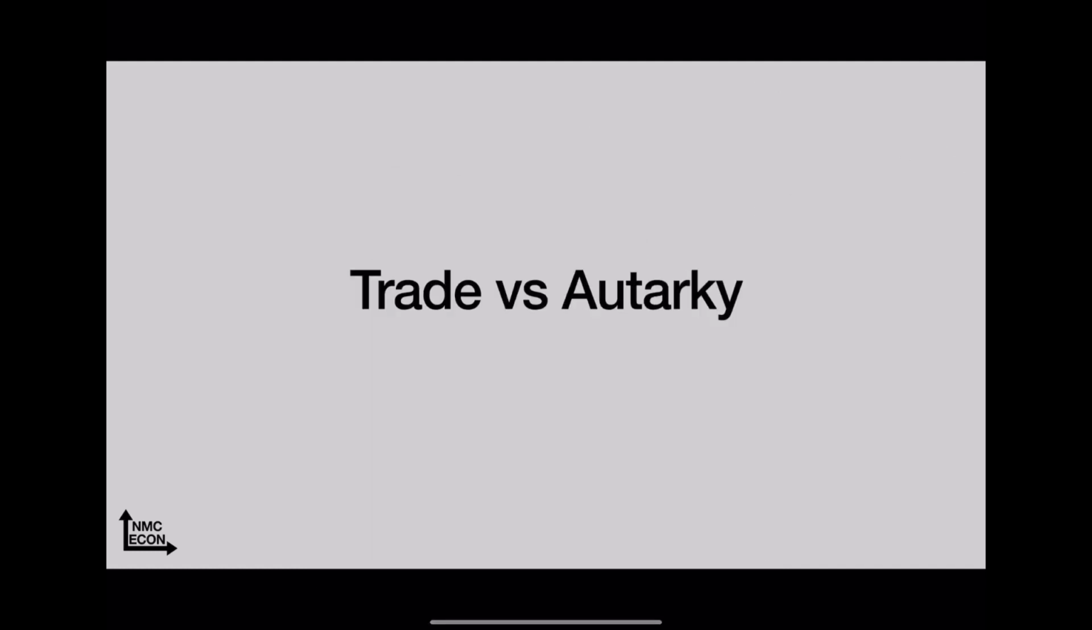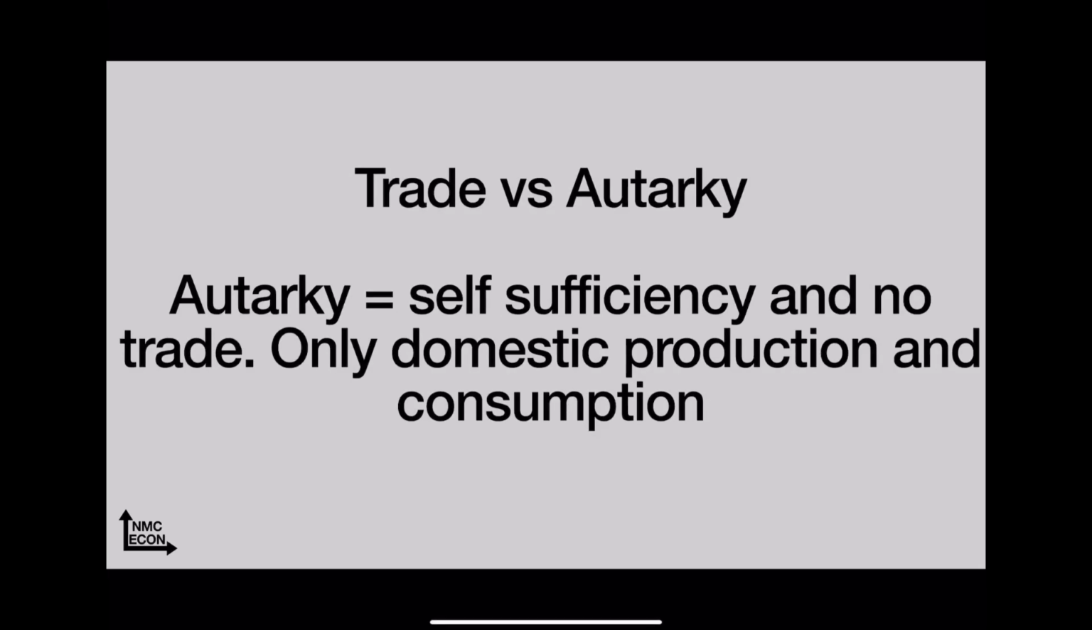Trade versus autarky. Autarky just means self-sufficiency and no trade. There's only domestic production happening and only domestic consumption happening. Think about Tom Hanks in Castaway. He was in autarky while he was on the island.